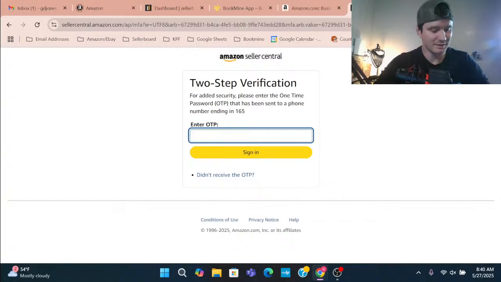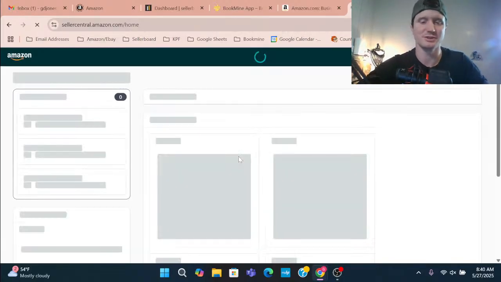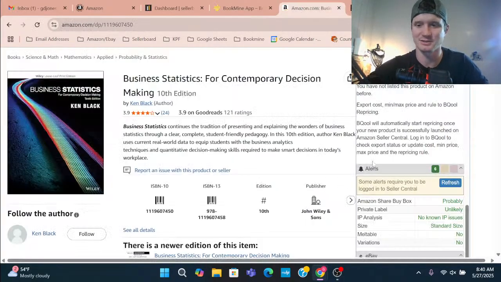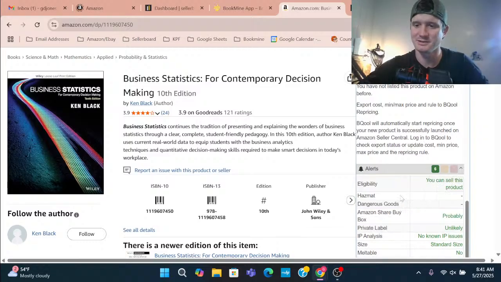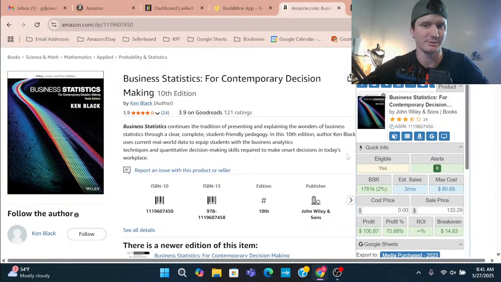Or I guess see if I'm eligible to sell a book or not, because sometimes I am not, and that's really frustrating whenever you find a golden book and everything checks off, and then you go up and find out you can't actually sell it. You're like, oh, okay, that sucks. All right, so we are able to sell this.